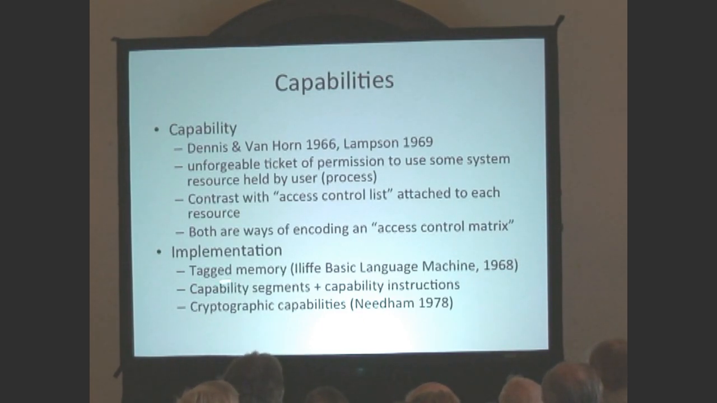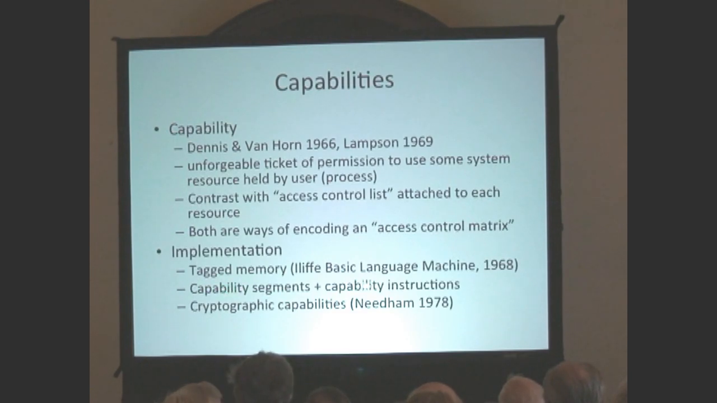You could tag the memory and say this word is a capability, this word is ordinary data, and not allow people to scribble on capability words. And the ILIF basic language machine is an example of that for some of the Burroughs architectures. You could do what CAP did. You could have a segmented memory, and you can label segments as either containing data or containing capabilities. We didn't allow segments to be mixed.